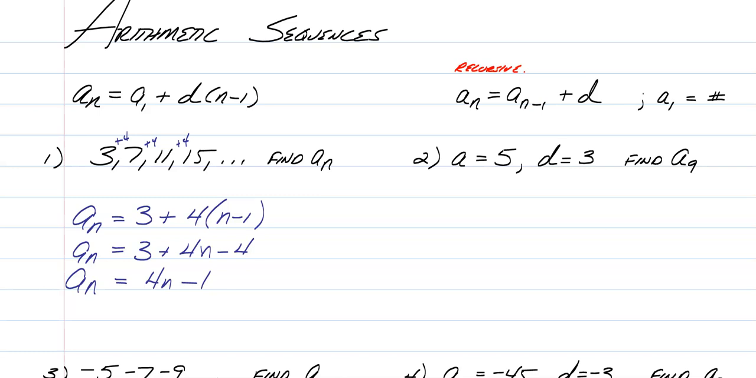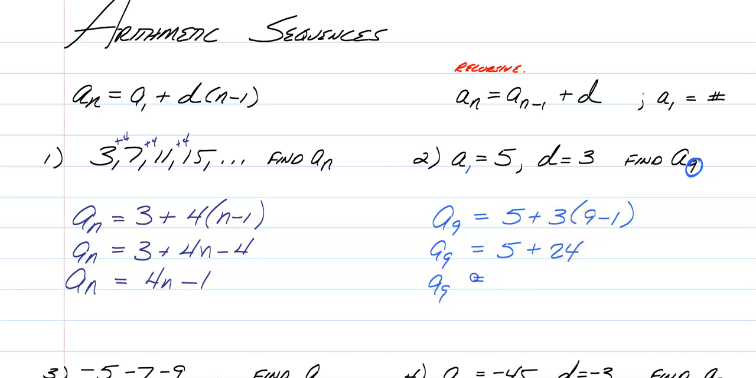Next example. We are given a, which again could be a sub 1, and our d, and we're going to find a sub 9. So a sub 9 is equal to the first term, 5, plus our difference of 3 times n minus 1. Remember, this is n, so that's 9 minus 1. So a sub 9 is equal to 5 plus 3 times 8, which is 24. So a sub 9 is equal to 29, and you are done.